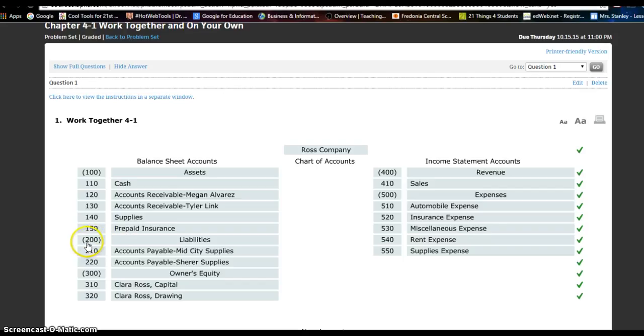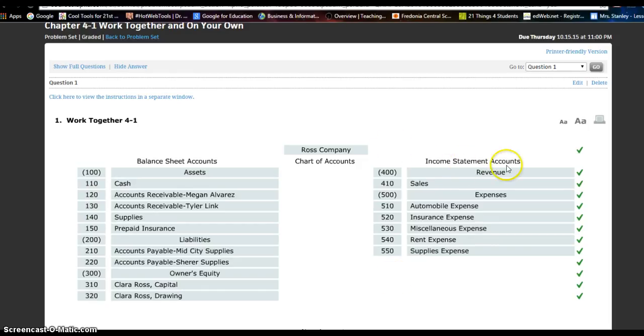Our liabilities category, we have the 200 in parentheses to note that they are our liabilities, and we have 210 as our accounts payable Mid-City Supplies and 220 accounts payable Shearer Supplies. Finally, our 300 accounts in this side are the owner's equity, and we have the Clara Ross Capital and the Clara Ross Drawing, 310 and 320. Again, notice these are all in increments of 10.